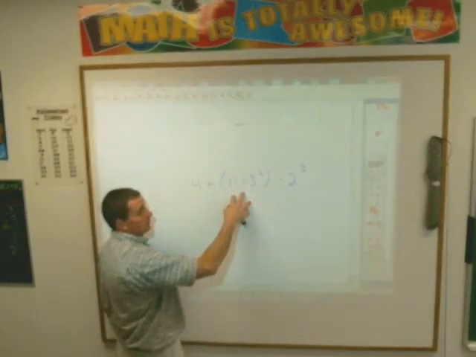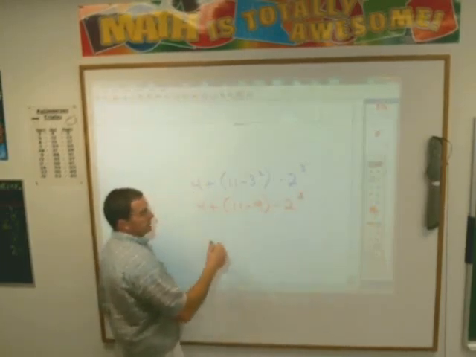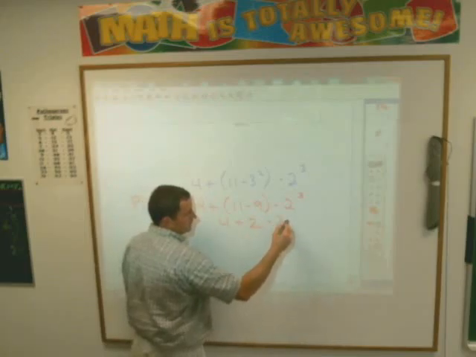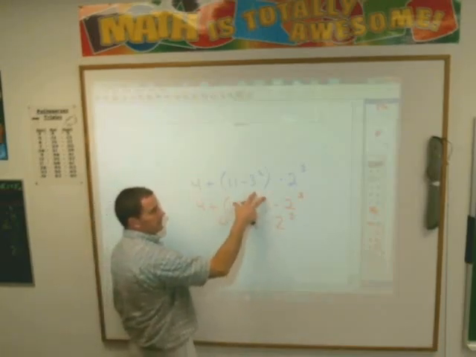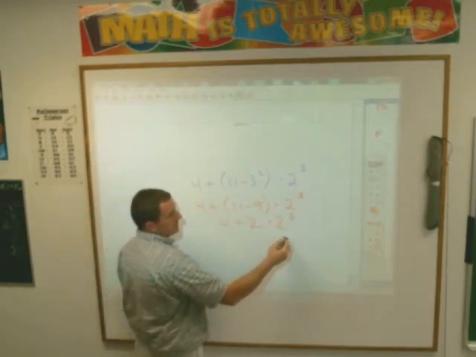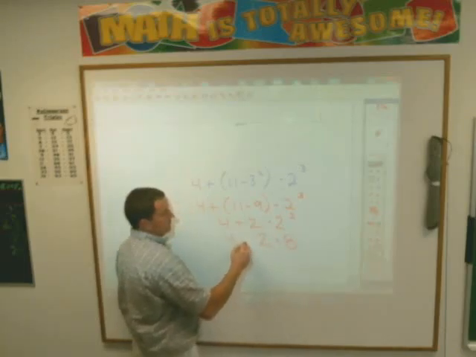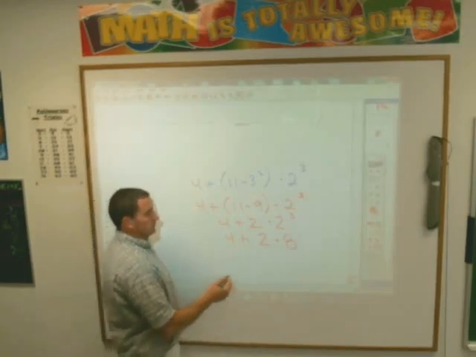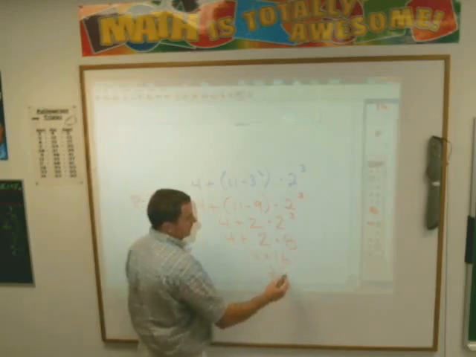inside that you have to work order of operations, so you have to do the 3 squared first. So really, the first thing you do is this. Now still doing the parentheses, 11 minus 9 is 2. So now it's 4 plus 2 times 2 to the third power. That got rid of our grouping symbol. Now we go to exponents, which is 2 to the third power is 8. 2 times 2 times 2. Okay, now you do multiplication, which is 2 times 8 is 16, and 4 plus 16 is 20.